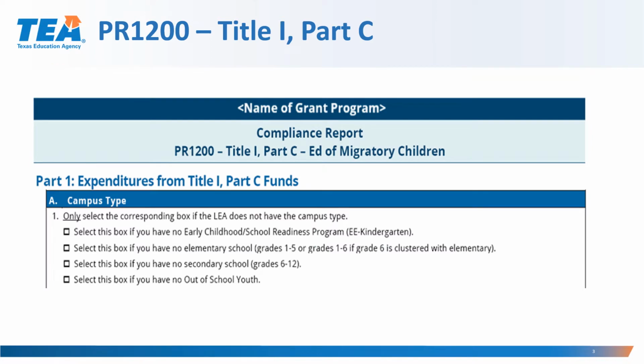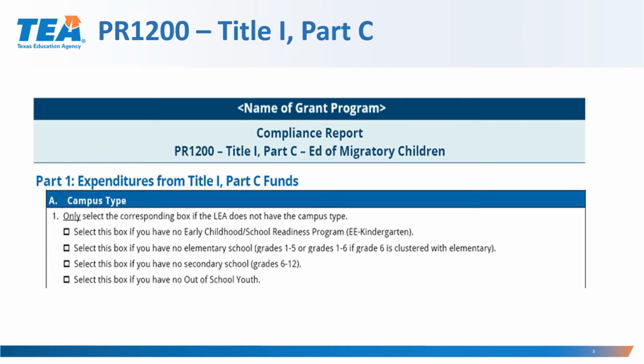The usual navigation buttons are at the top of the report. Part 1, Expenditures from Title I Part C funds, is to be used to provide data on services to migratory children using Title I Part C funding. Use zeros when questions do not apply. Funds utilized from other programs through funding transferability should be included in the expenditure amounts for Title I Part C.